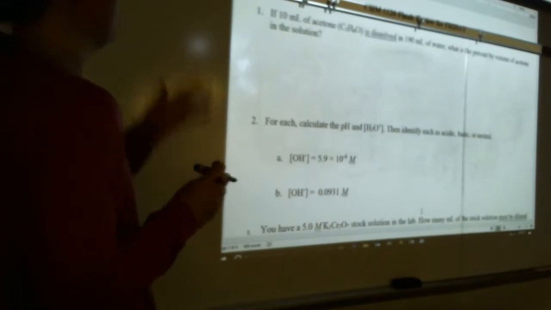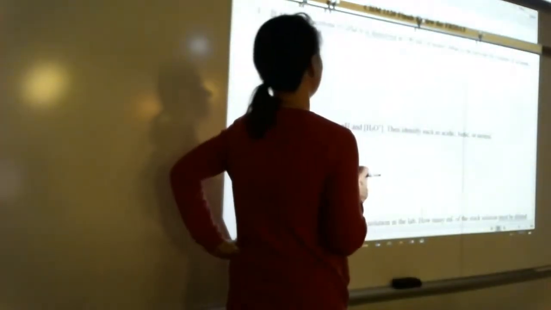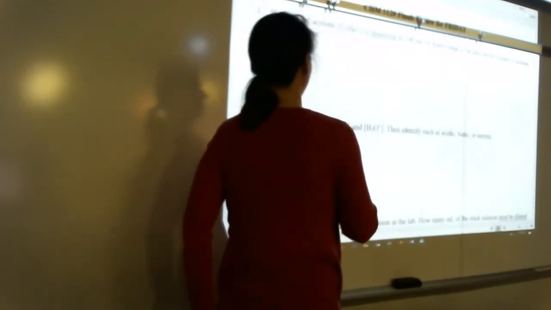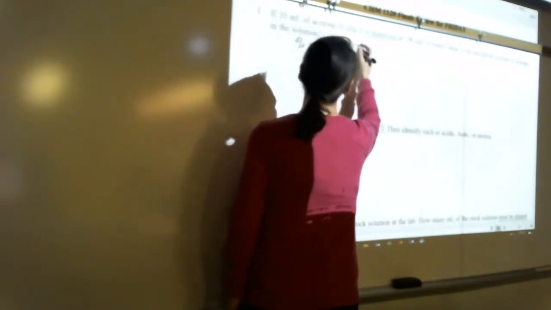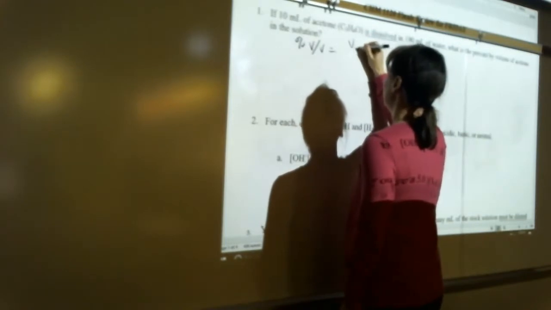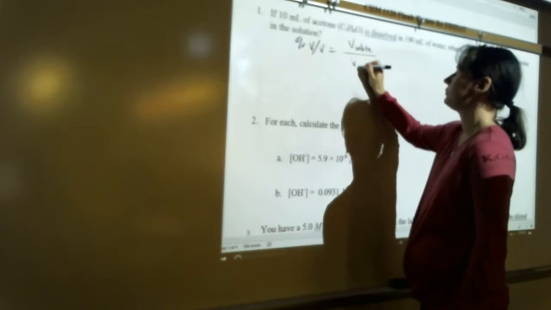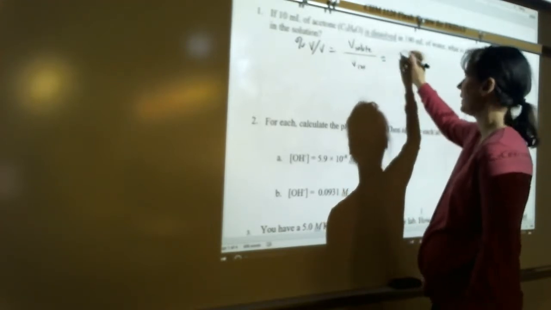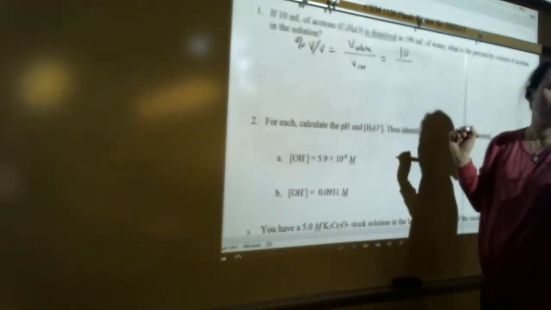All right, so we've got a lot of solutions kind of stuff today. 10 mils acetone dissolved in 190 mils of water. What's the percent by volume? So percent by volume is the volume of the solute, right? Over what? Right, total volume, right? V total. So is it going to be 10 over 190? What's it going to be?